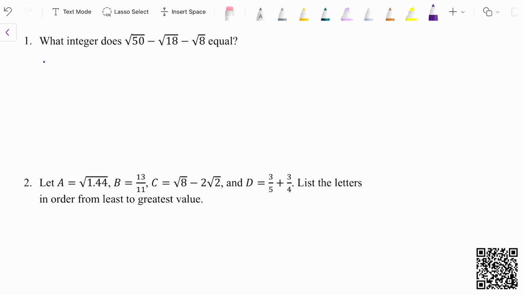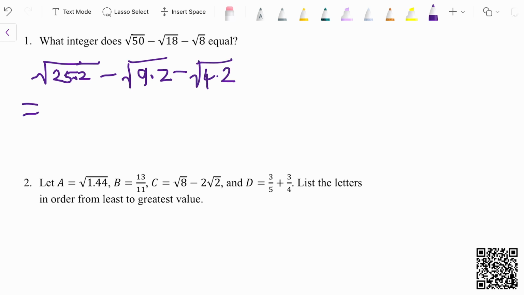So, the square root of 50 can be written as 25 times 2 in the radical, right? 25 times 2 being 50, minus 9 times 2. Notice how I'm only choosing factors that have a square in them, so it's going to pull them out easier. And then 4 times 2, which is then equivalent to 5 root 2 minus 3 root 2 minus 2 root 2.